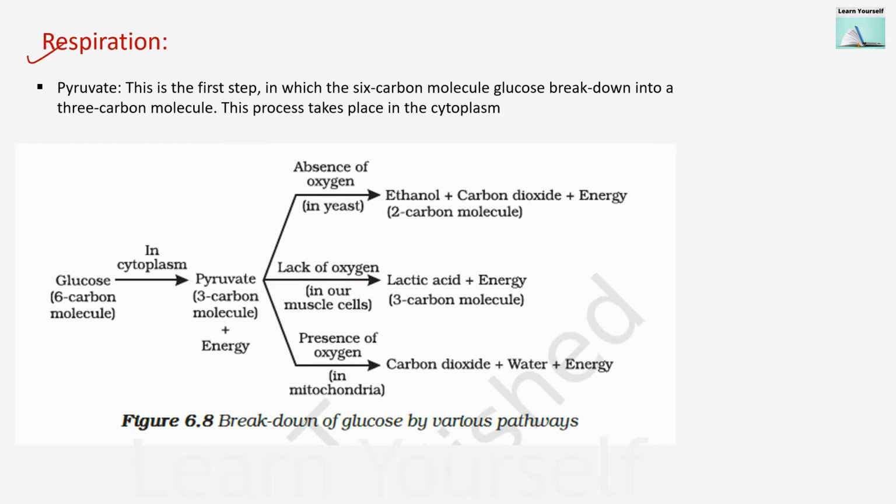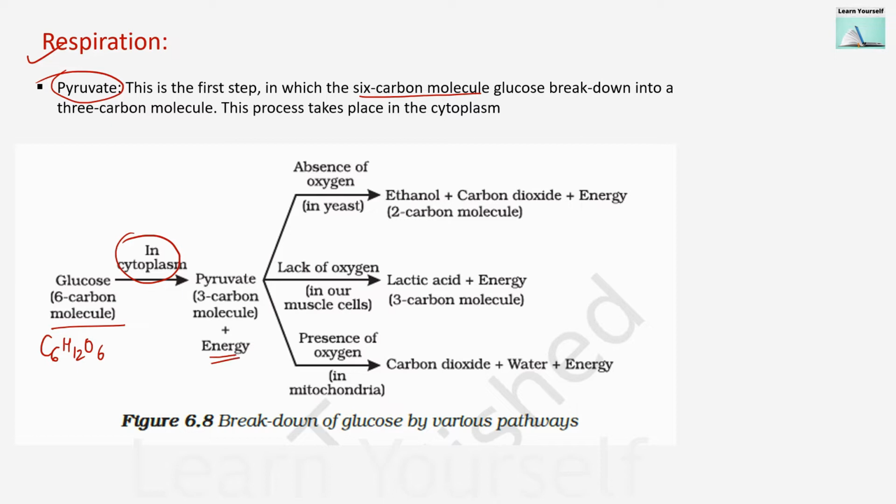Now we are going to the next important process, and that is respiration. The first thing we are learning is glycolysis, or pyruvate formation. This is the first step, in which the 6 carbon glucose molecule breaks down into 3 carbon molecules. The process starts from the 6 carbon molecule of glucose, C6H12O6, which converts into 3 carbon molecules. This happens in the cytoplasm, and it also gives us energy.